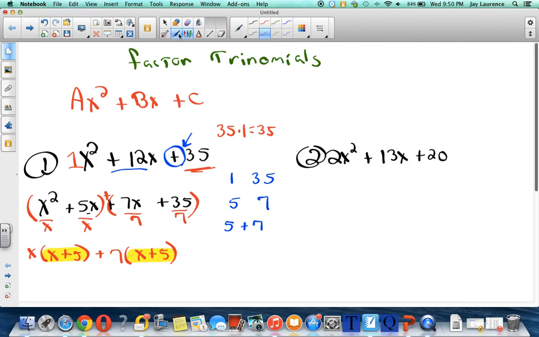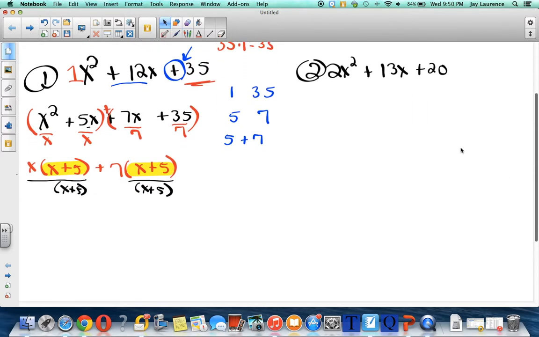So I'm going to factor out that x plus 5, right? So I'm going to divide by the quantity of x plus 5, and I'm going to divide by the quantity of x plus 5. And when I do that, the x plus 5 will come out front as a quantity. What's left inside? Well, these cancel, giving me x, and these cancel, plus 7.